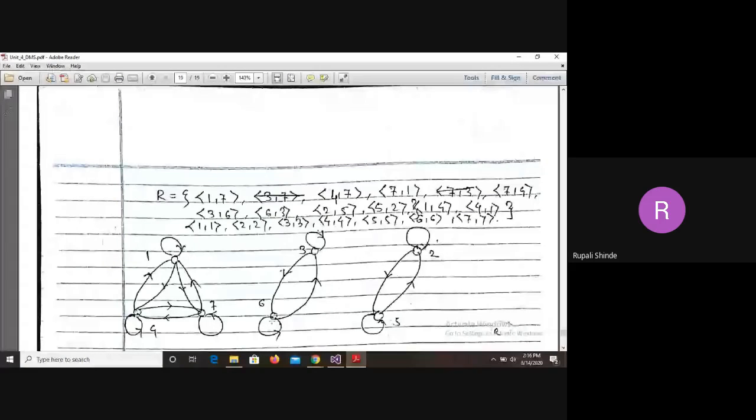Now the rest of the ordered pairs are 2 comma 5, 5 comma 2, 2 comma 2, and 5 comma 5. So again for these four ordered pairs, we can take two elements, a circle for 2 and a circle for 5. The ordered pair 2 comma 5 is represented here by this arc, and 5 comma 2 is represented by this reverse arc. And there is ordered pair 2 comma 2, meaning a self loop at 2, and 5 comma 5, a self loop at 5. So this is the graph for this given relation.